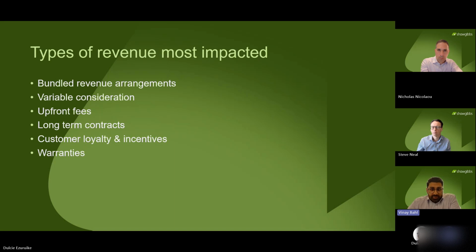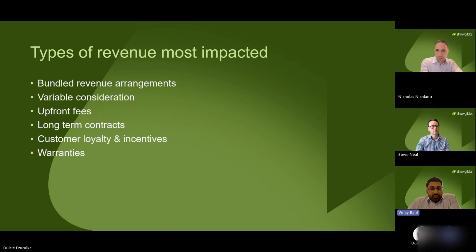Long-term contracts, so the focus is on transfer of control, as I mentioned, and contract modifications become a lot more complicated under the new model. Customer loyalty and incentives, reward points or renewal incentives, often now treated as a separate performance obligation. Warranties, so where the warranty could be purchased separately, this should also be considered as a separate performance obligation.